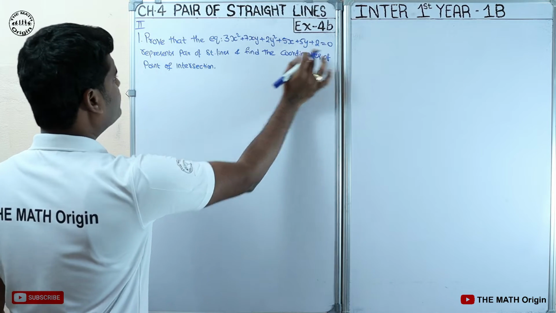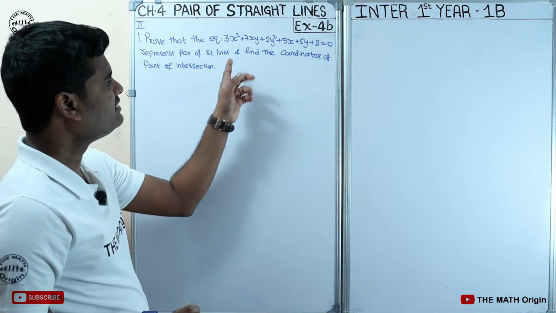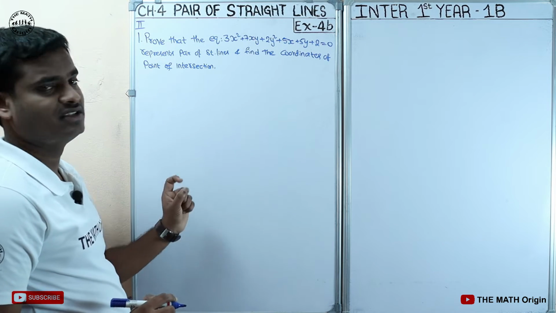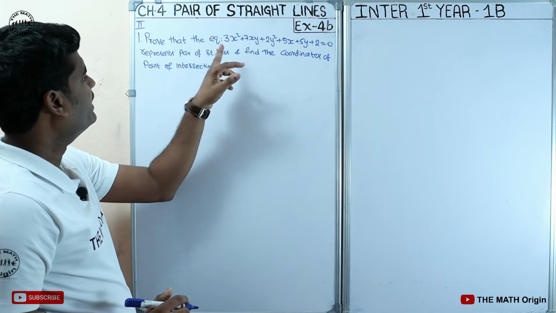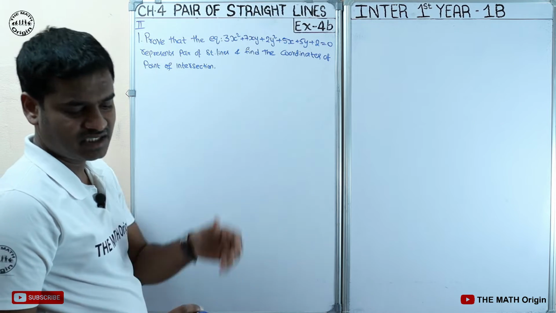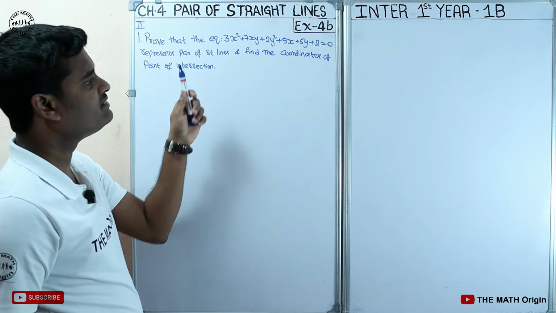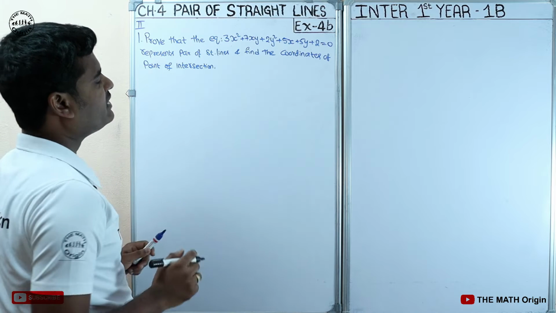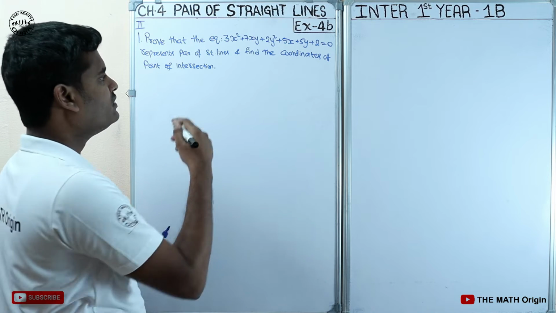First question from the second section: prove that the equation 3x² plus 7xy plus 2y² plus 5x plus 5y plus 2 equals 0 represents a pair of straight lines, and find the coordinates of the point of intersection. To show that the given equation represents a pair of straight lines, we need to prove certain conditions.